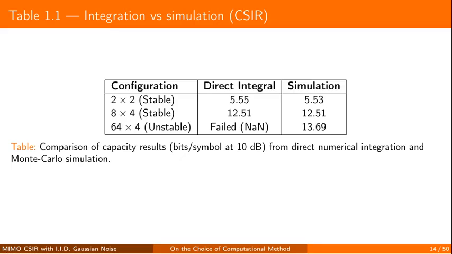The table on this slide compares direct numerical integration with Monte Carlo simulation on 3 example configurations, all at 10 decibels. For small systems, both methods agree closely. For larger systems, they still agree, until the array grows large enough that direct integration fails outright, returning not a number, while simulation continues to deliver a clean result. So for large arrays, integration breaks down.